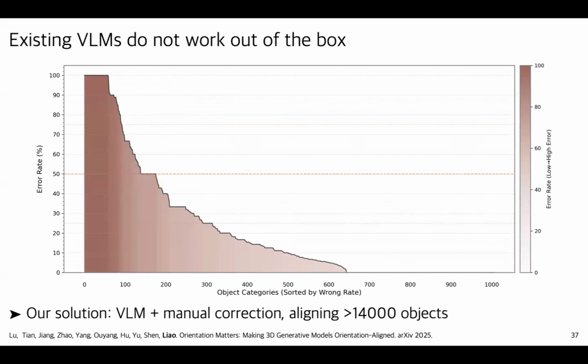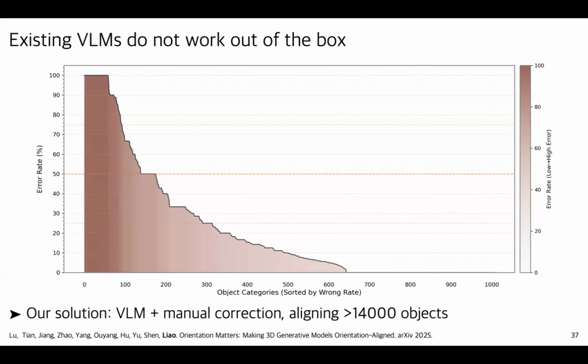This leads us to an orientation aligned dataset containing more than 14,000 objects. This may still seem not that much compared to the original scale of Objaverse, but we think this should be the largest dataset of orientation aligned objects. And we also plan to release this in the future.